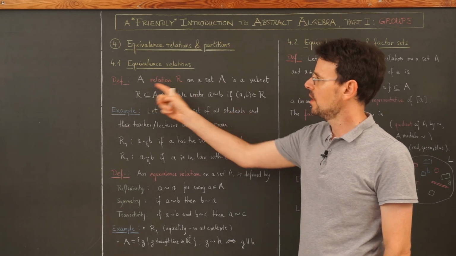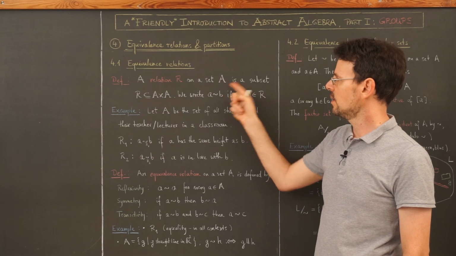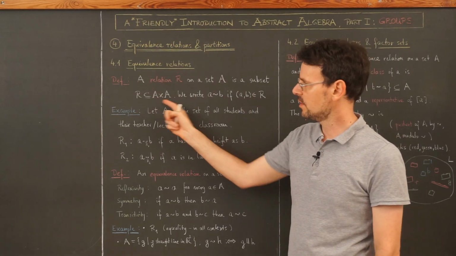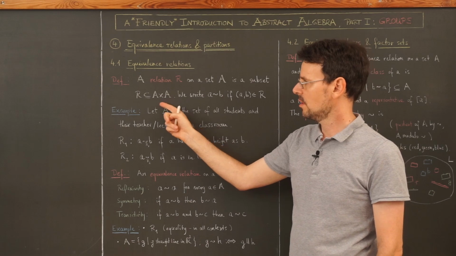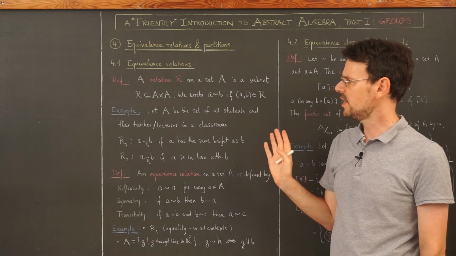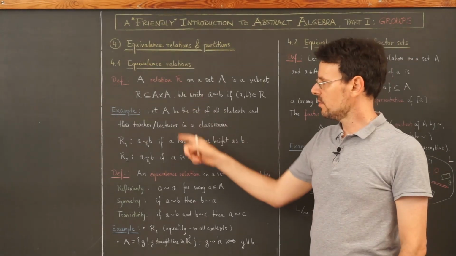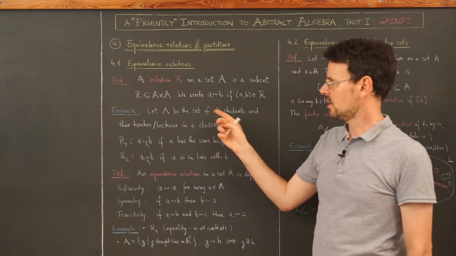First of all, a relation R on any set A is nothing but a subset of the direct product A times A. Now this is a very abstract and somehow frightening definition, but in the following examples we will see that this is very easy to understand actually.